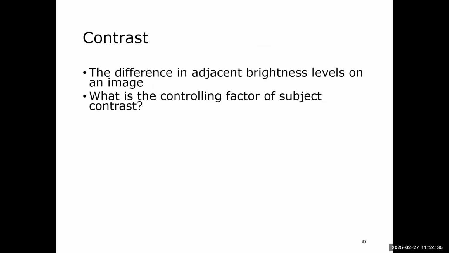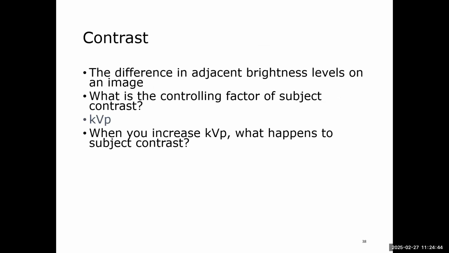Contrast, we know, is the difference in adjacent brightness levels on an image. What is the controlling factor of subject contrast? KVP, yes. When you increase KVP, what happens to subject contrast? It decreases. It's an inverse relationship. Why? If you increase KVP, it goes straight through, it's not going to be absorbed. If you use more, it's going to blacken it. You can't see because it's not going to absorb. Everything's getting more uniformly penetrated, right?